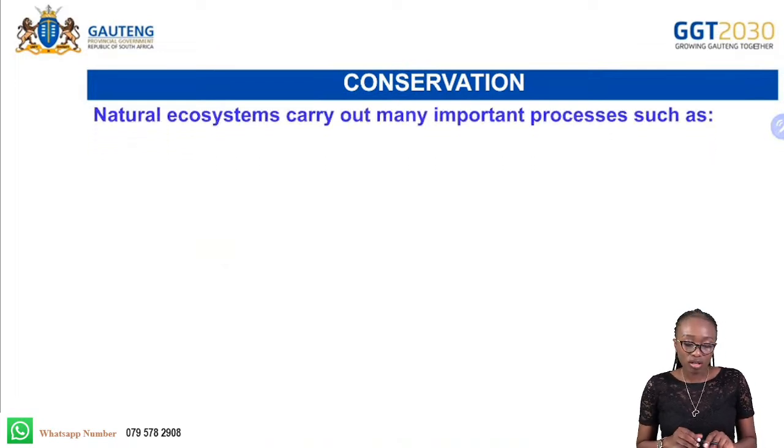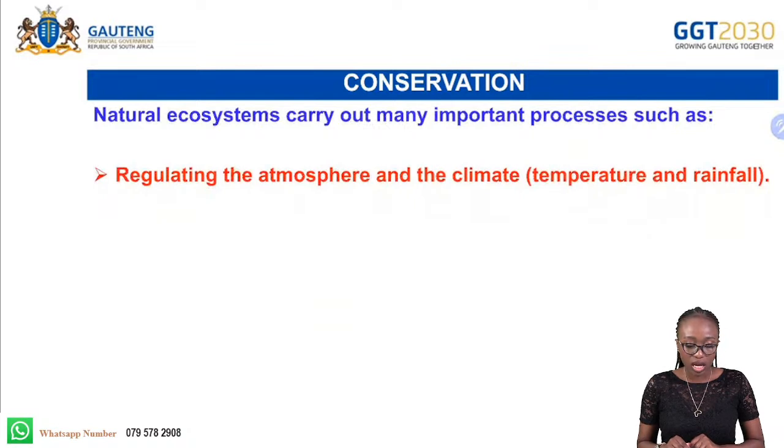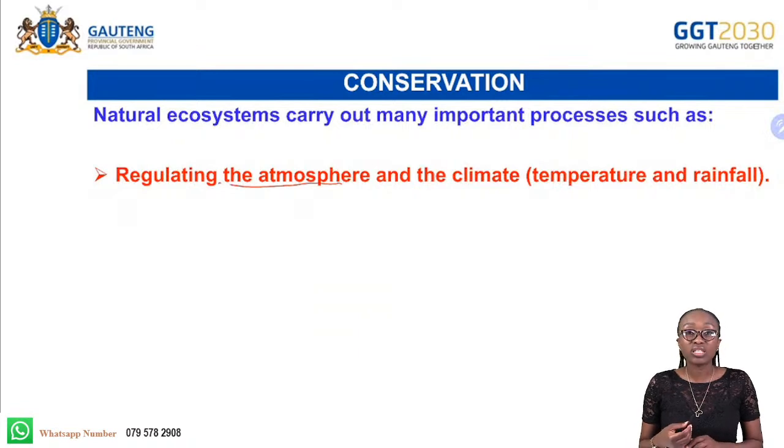Now, natural ecosystems carry out important processes that we may not know of. Let's find out the processes that they carry out. They regulate the atmosphere and the climate, in terms of temperature and rainfall. Green plants manage the levels of atmospheric carbon dioxide by using it in photosynthesis, then producing oxygen, which is needed by all the other animals for respiration.